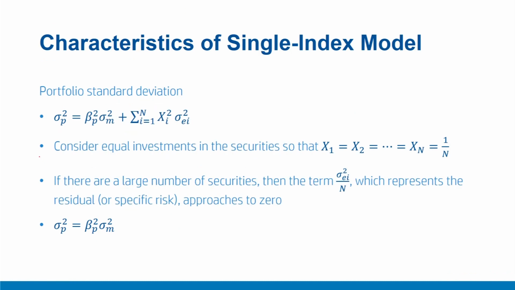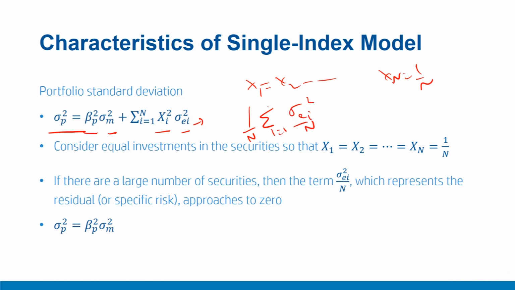Let us carefully examine this expression of portfolio standard deviation. The expression says sigma p square is a function of beta p, sigma m and xi square sigma ei square. If you assume that there are a large number of securities and equal amounts are invested in them, that is x1 equal to x2 and so on equal to xn equal to 1 upon n, then I can further simplify this expression as summation 1 upon n into sigma ei square upon n, i equal to 1 to n. Now in this expression, if n is very large, then this expression tends to 0. This expression tends to 0, and therefore the stock specific or the residual component of risk, which is this, approaches 0 and only this expression remains.